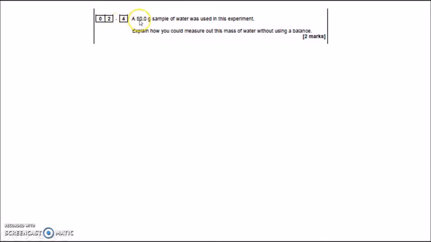Question 2.4. A 50-gram sample of water was used in this experiment. Explain how you can measure the mass of water without using a balance. Well, you've got to know that water has a density of 1 gram per centimetre cubed. In other words, 1 gram is 1 centimetre cubed, so 50 grams must be 50 centimetre cubed. If you're measuring out 50 centimetre cubed, therefore, which equals 50 grams, you could use a measuring cylinder.